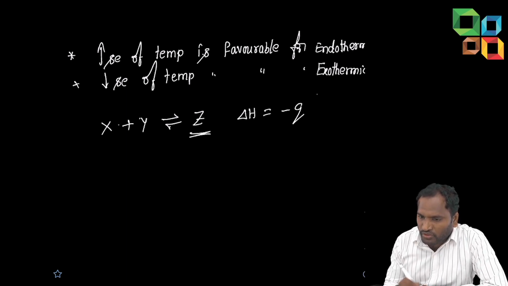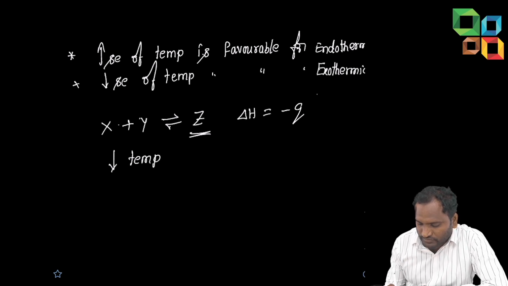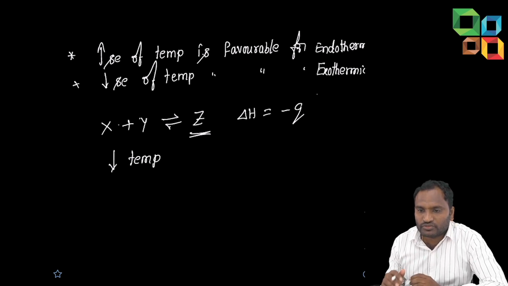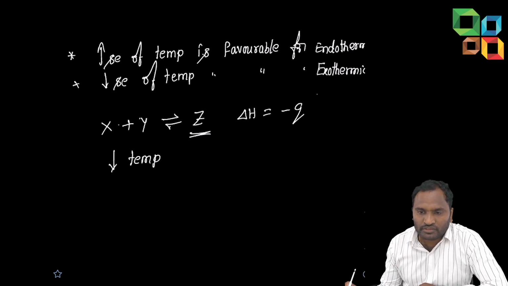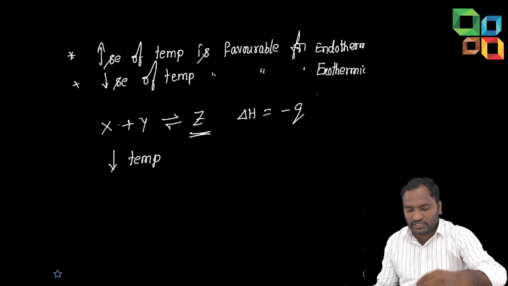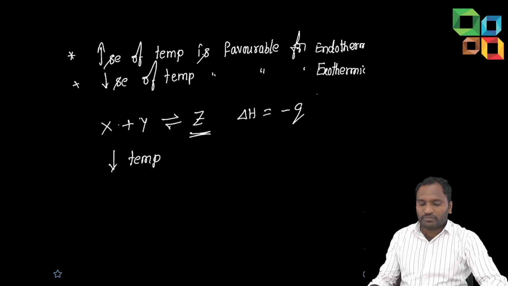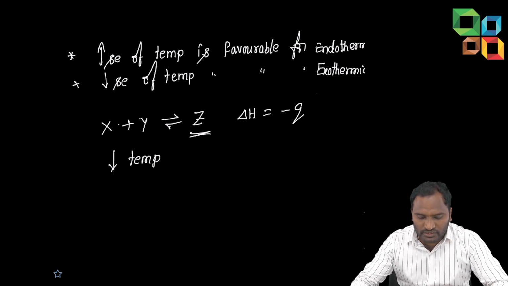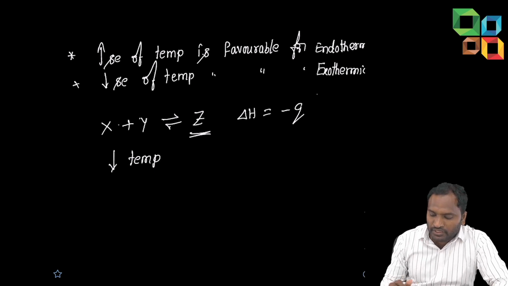So to get more yield of Z, what we have to do? Decrease of temperature, to proceed in the forward direction more effectively. Decrease of temperature is favorable. If it is plus, increase of temperature. Like this they are asking. For exothermic reactions, decrease of temperature is favorable. For endothermic reactions, increase of temperature is favorable. Easy only, students.